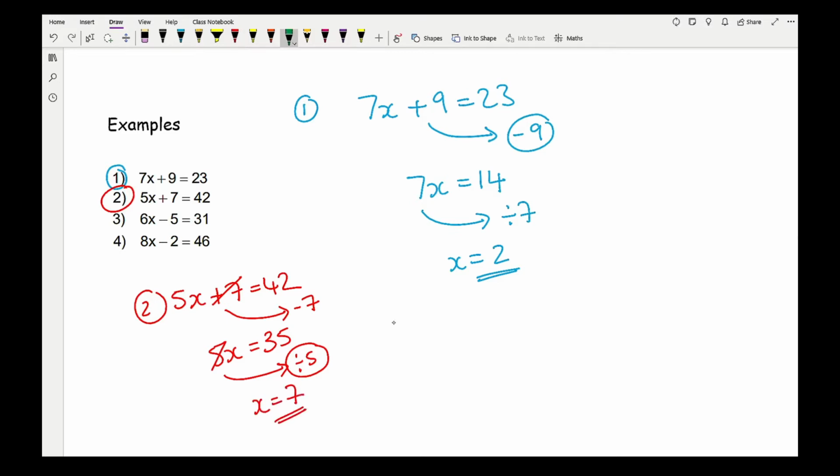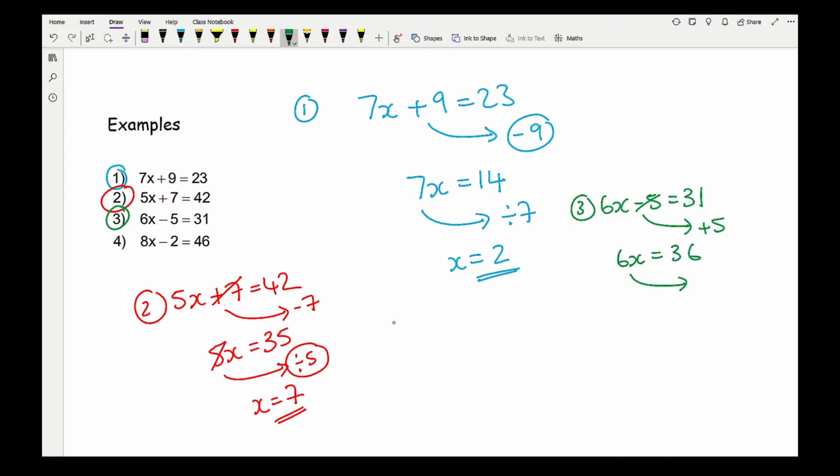And then moving on to question 3, I've got 6x minus 5 equals 31. So again, take the 5 over to the other side, so that becomes a plus 5. That disappears, so I've got 6x equals 31 plus 5, which is 36.